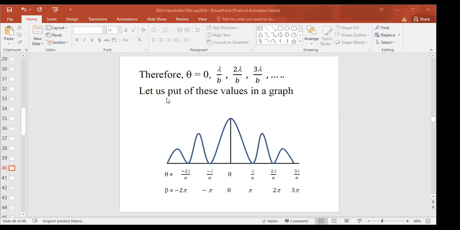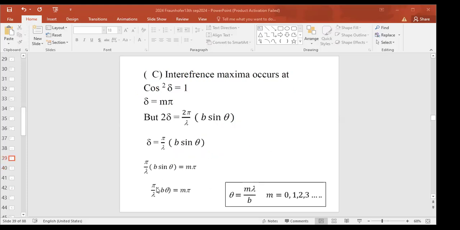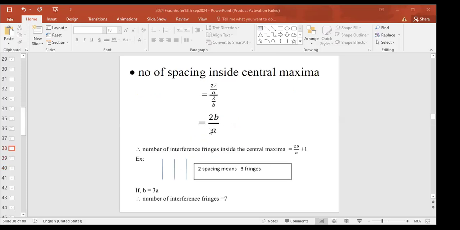So now our pattern, this is the interference pattern, right? Let's put it in a graph. When theta is equal to 0, we have the central maximum in the interference. When theta is equal to lambda over a, we have the first minimum, and then again the second minimum like that, because we have obtained those values, right?